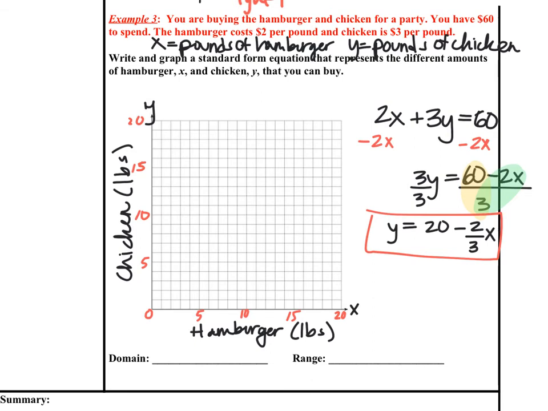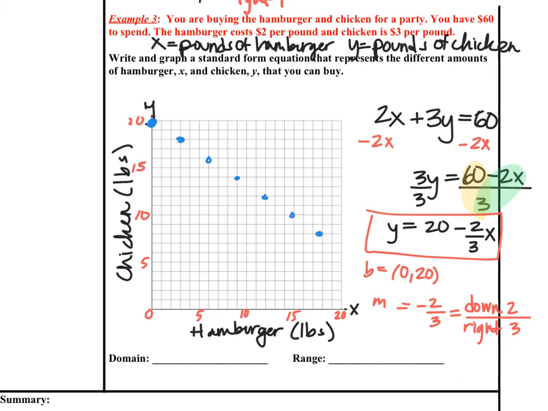All right. And now we just graph it in slope-intercept form. So I know that my y-intercept is going to be 0, 20. And my slope is -2/3. So this is b. M is -2/3, which is going to mean that it goes down 2, right 3. So I start at 20, because that's my y-intercept, all the way up here. And I go down 2, right 3, over and over and over.